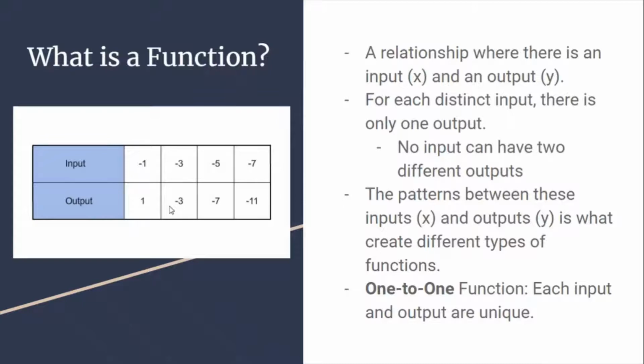So the pattern between these inputs and outputs is what creates different types of functions. In this video, we'll be talking about linear functions in particular. A special type of function is a one-to-one function, which means that each input and output are unique. Each input and each output are only seen once, and there are no repeats in the outputs.